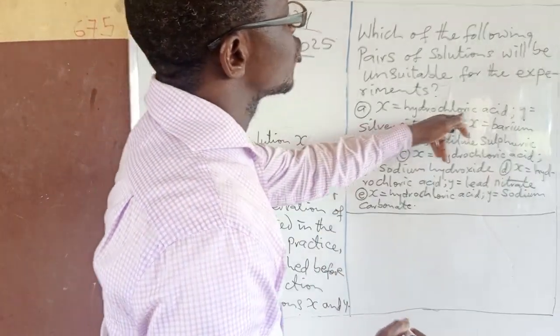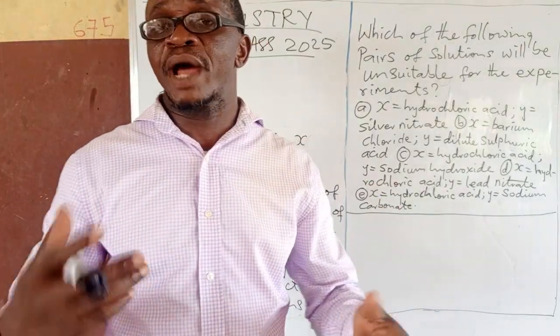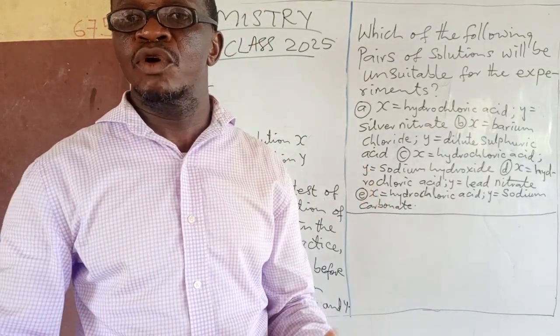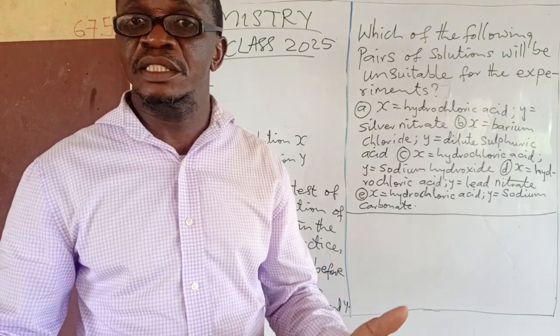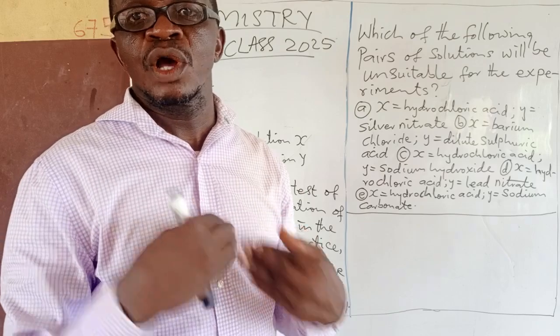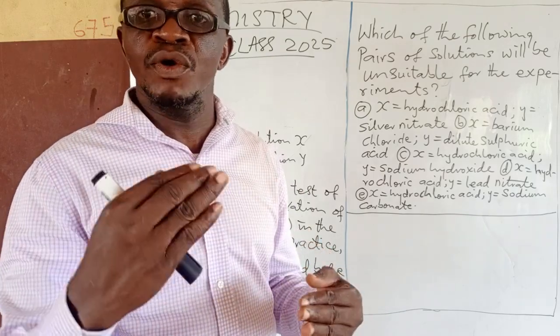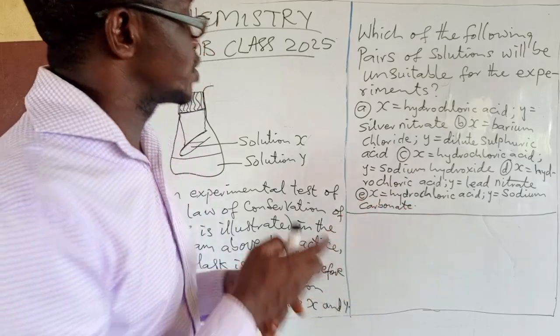A said hydrochloric acid. Some of you are quite unfortunate: you may be preparing to write JAMB or WAEC, and you don't know how to write the chemical formula of a substance. Go back to one of the videos that I taught and watch it, know it, so that it will help you answer this type of question.